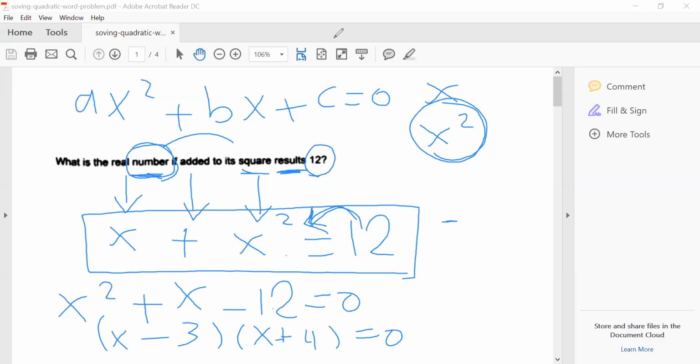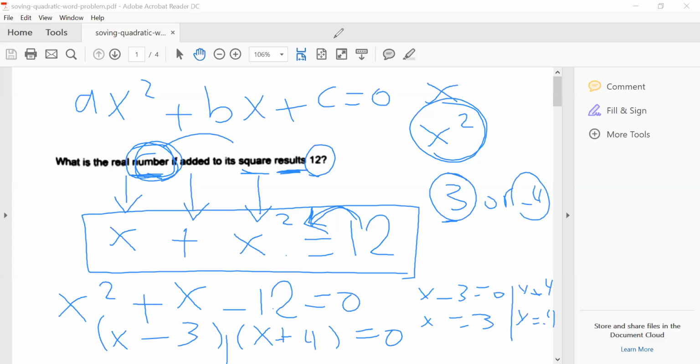So (x minus 3)(x plus 4) equals 0. So x minus 3 will be 0, so x will be 3, and x plus 4 equals 0, so x equals negative 4. So the solution set, or not the solution set, here you want the number. So the number may be 3 or it may be negative 4. So what is the real number that if added to its square, the result is 12? Maybe 3 or maybe negative 4.